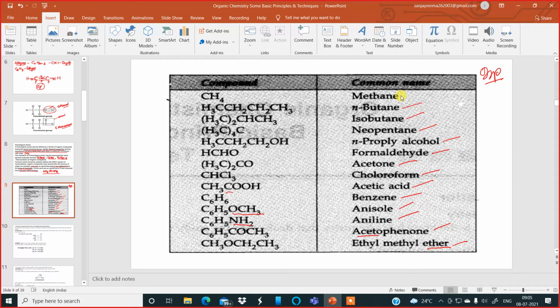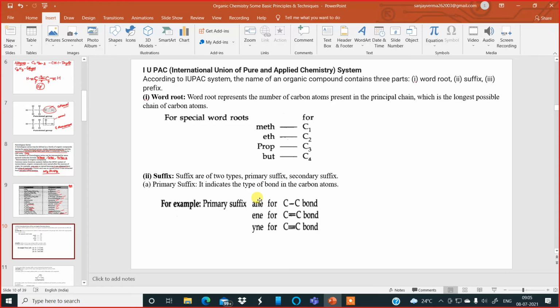So are you getting it? These are the functional groups. Functional groups give specific, definite physical and chemical properties to an organic compound. So I expect you will try to go through this chart and try to remember the common names. Today itself you learn them up. Now moving ahead to the next slide, my dear boys.